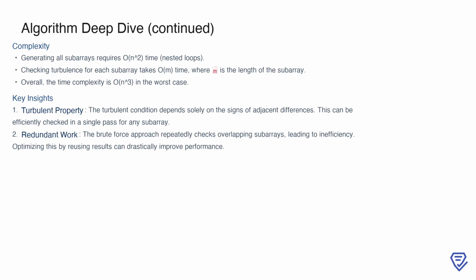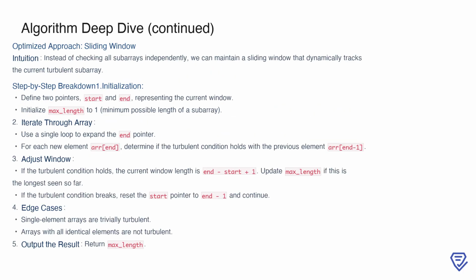To overcome the inefficiencies of the brute force approach, we can use a sliding window technique. The intuition is to maintain a dynamic window that keeps track of the current turbulent subarray as we iterate through the array. First, we initialize two pointers, start and end, to represent the current window, and a variable max_length to store the length of the longest turbulent subarray found so far. Initially, max_length is set to 1 since the smallest subarray has a length of 1.